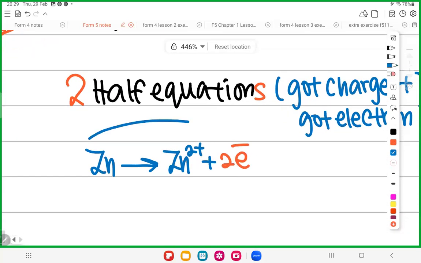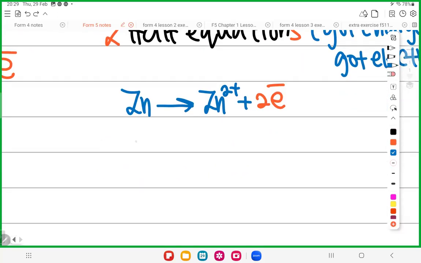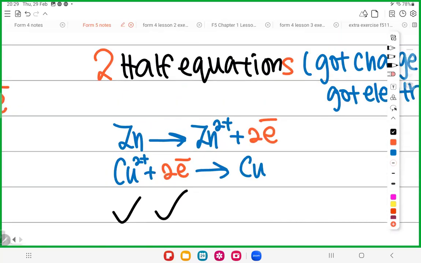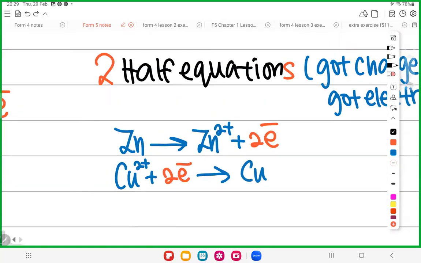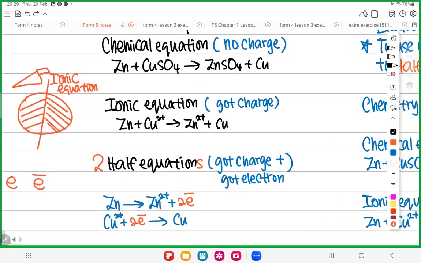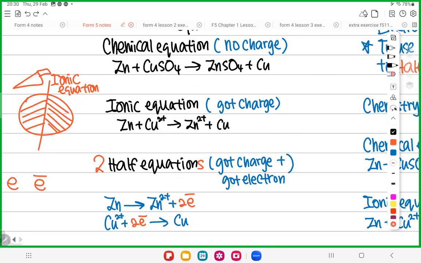Guys, can you see this equation has a charge? This equation has electrons. So this equation is a half equation. One more: Cu2+ plus 2 electrons, you will get Cu. This equation has a charge and also has electrons, so it is a half equation. Please let me know in the chat box: do you understand the 3 types of equation we have? We have chemical equations, ionic equations, and half equations.